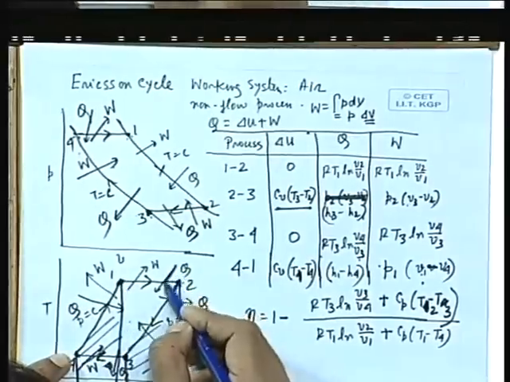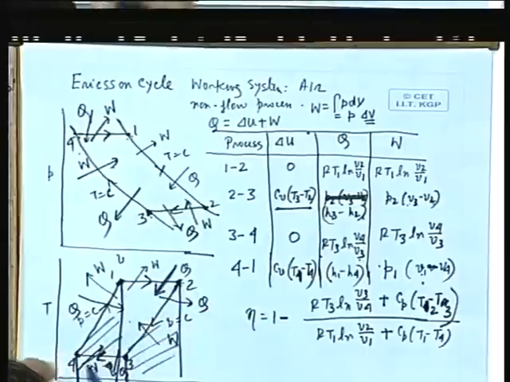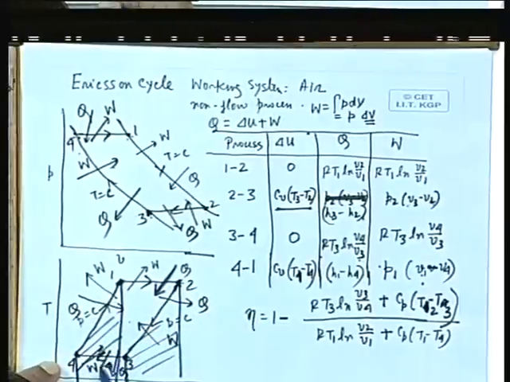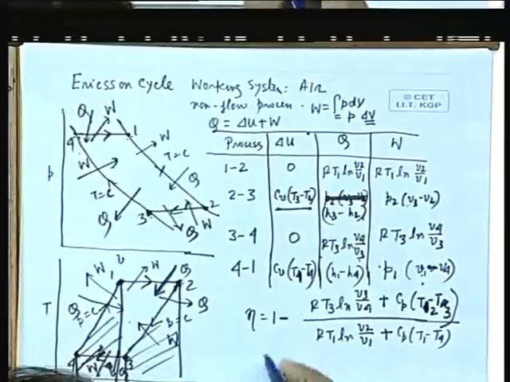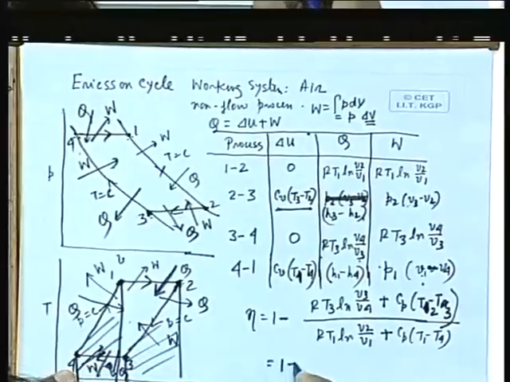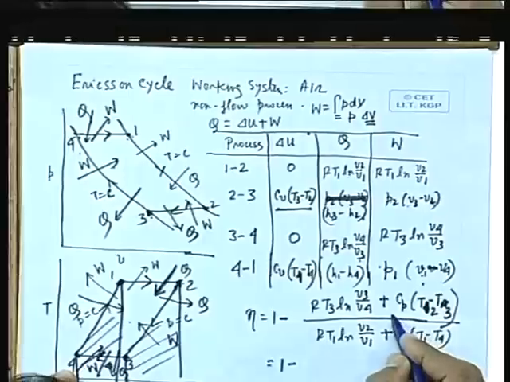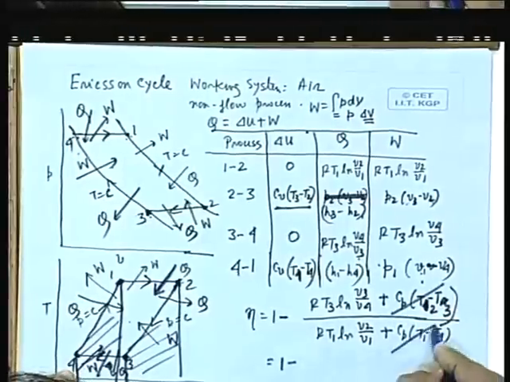Then the only addition of heat is in the 1-2 process and the only rejection of heat is in the 3-4 process. That means heat is added and rejected only at the constant maximum and minimum temperatures of the cycle, and that makes the cycle a Carnot cycle. Therefore eta becomes equal to 1 minus, in that case this part will be 0, this part will be 0.